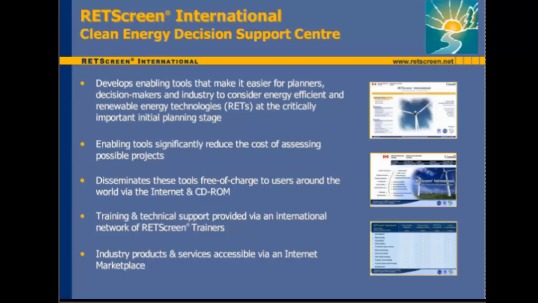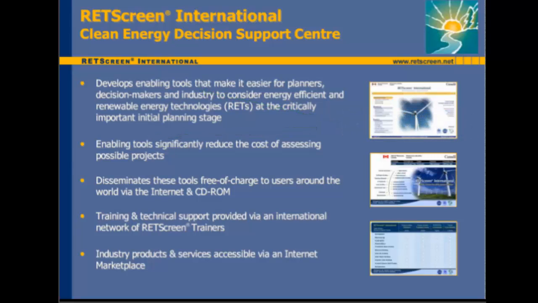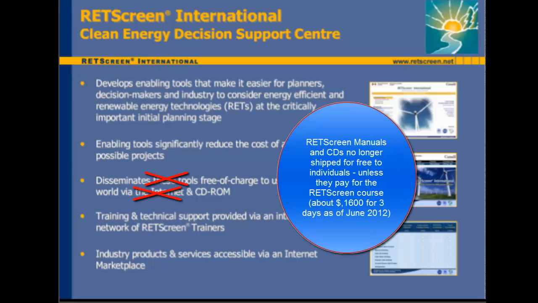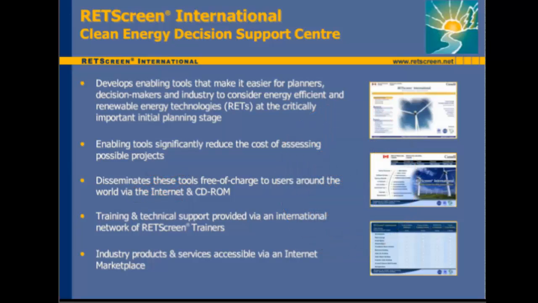Here are a few comments about this slide. By tools, we have to understand the RETScreen models. We have the new RETScreen Plus tools for energy efficiency. Also, RETScreen used to disseminate and mail out binders and CD-ROMs. I believe that they've stopped doing that, and that all the information now is only available through the internet.